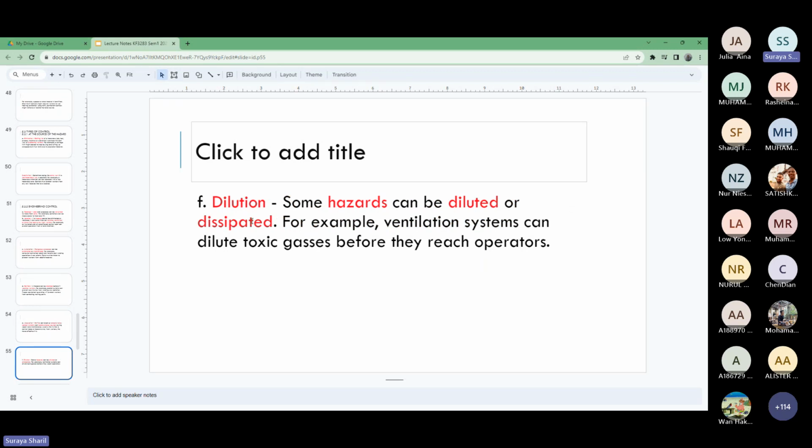Or another one is the dilution. Some hazard can be diluted or dissipated. For example, ventilation system can dilute toxic gases before they reach the operators.